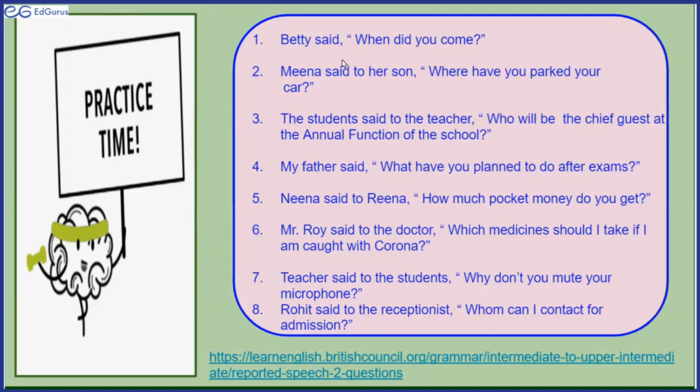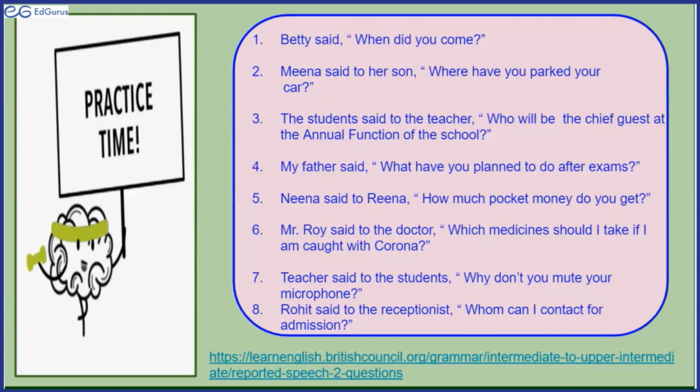Okay, let me remind you. In interrogative sentences, we don't use that. First of all, you read the question sentence. It is when did you come? Now you change this, when did you come, into a simple sentence. No, when did you come is again a question because it is when did. So when did means a question. In a question, the helping verb is soon after the question word.